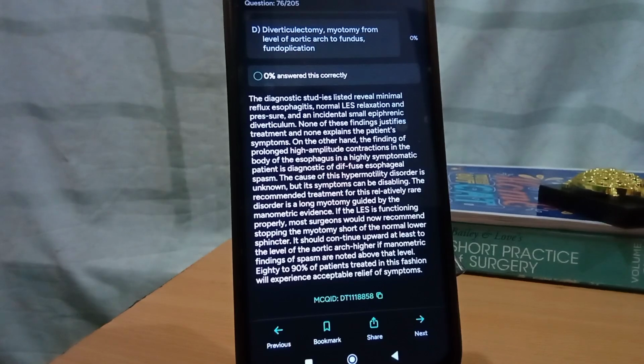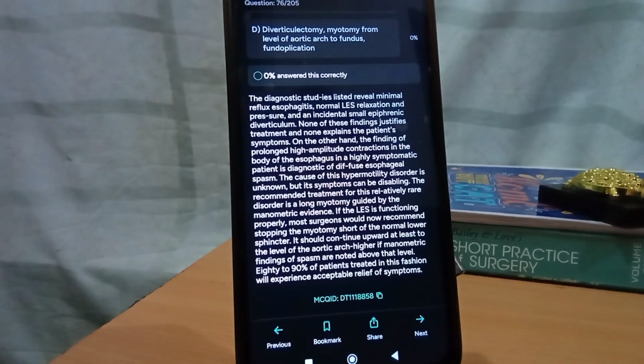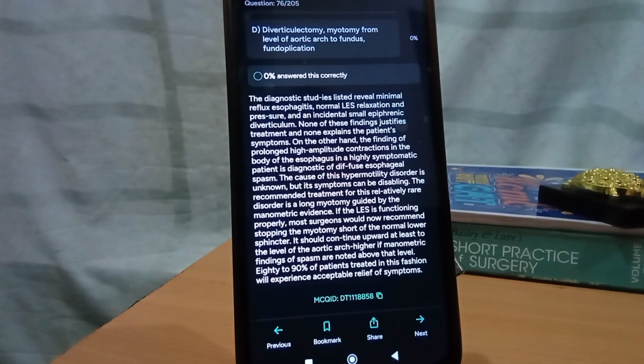On the other hand, the finding of prolonged high-amplitude contraction in the body of the esophagus in a highly symptomatic patient is diagnostic of diffuse esophageal spasm. The cause of this hypermotility disorder is unknown, but its symptoms can be disabling. The recommended treatment for this relatively rare disorder is a long myotomy guided by the manometric evidence. If the lower esophageal sphincter is functioning properly, most surgeons would now recommend stopping the myotomy short of the normal lower sphincter. It should continue upwards at least to the level of the aortic arch, higher if manometric findings of the spasms are noted above that level.